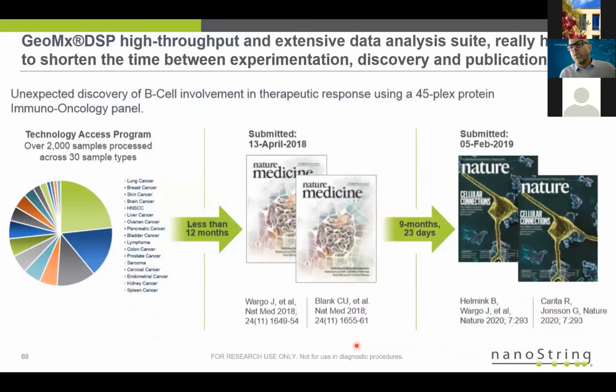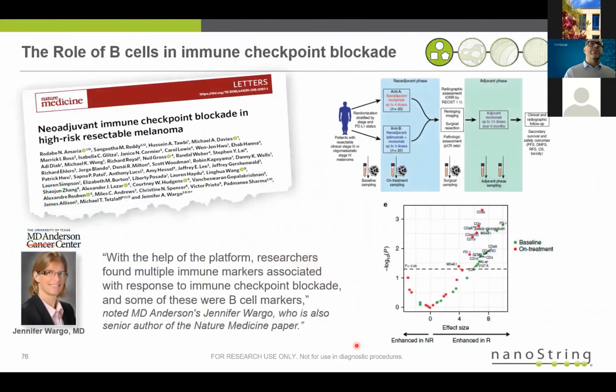One of the examples I think is really interesting was a group that came to our Technology Access Program, our TAP program, for early access. Within about 12 months, they got some really interesting data and ran another quick experiment with us, and first got the Nature Medicine paper, and then 9 months later got a Nature publication. That was a group out of MD Anderson.